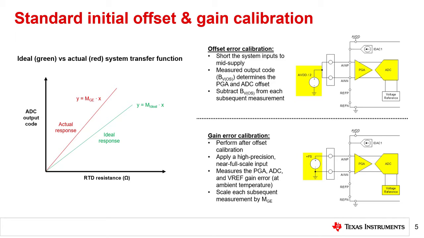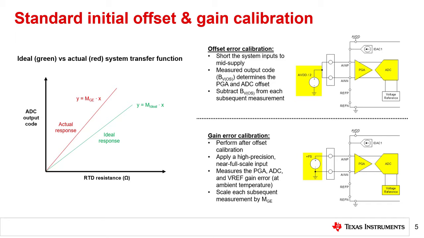It is possible to calibrate the VREF gain error with this same measurement, though this requires an additional higher precision voltage reference compared to the VREF being calibrated. Calibrating the VREF error is not shown in the image on the bottom right. Averaging multiple conversions can help reduce noise in the gain error measurement.